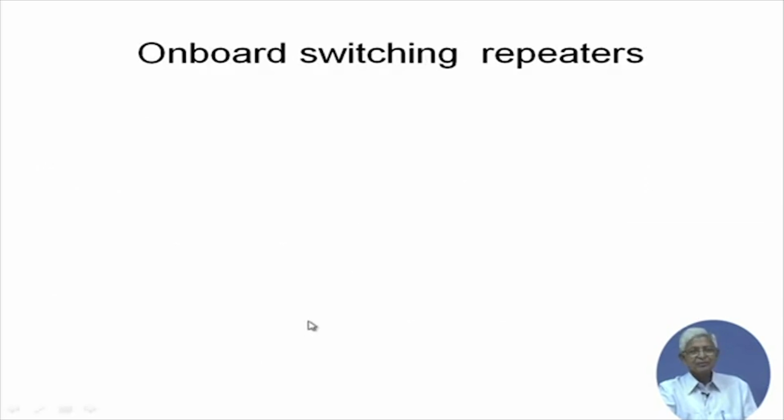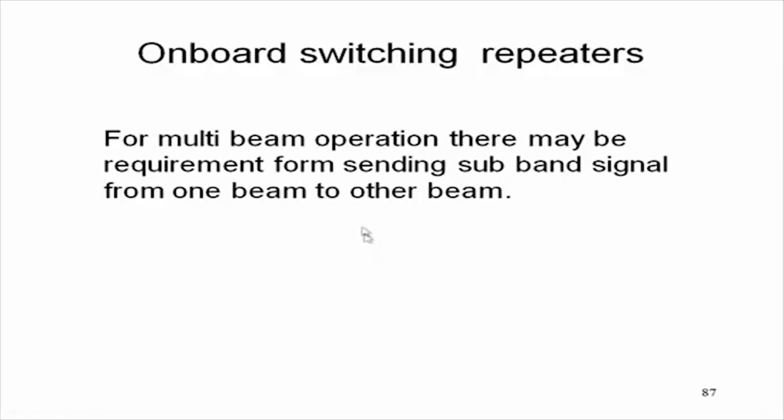Now, what we described is a simple conversion of the frequency, called a bent pipe or transparent transponder, but in some cases more complex transponders are used, which have onboard switching capacity. We will start the discussion on this in the next class. Okay, right. Thank you very much.